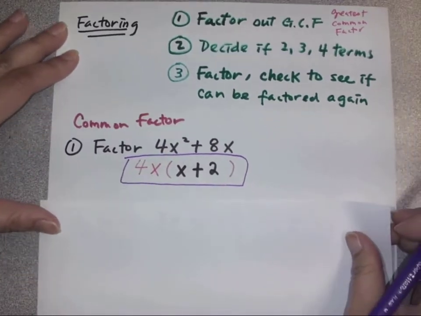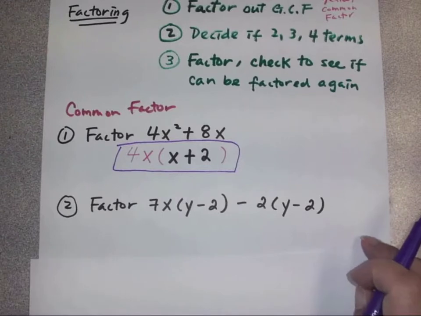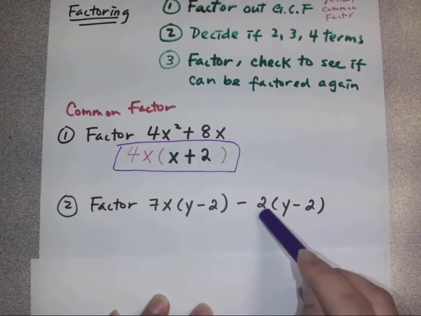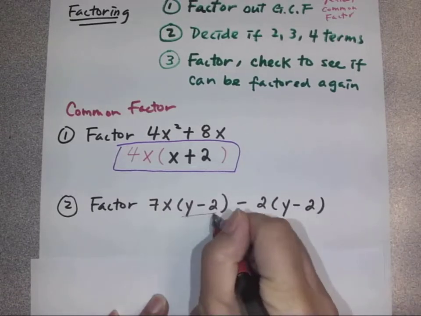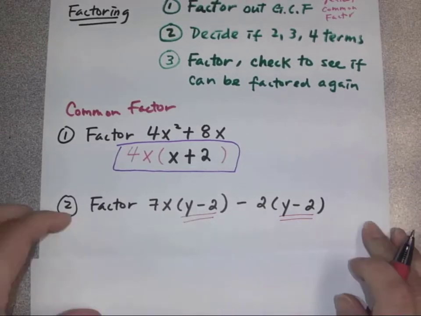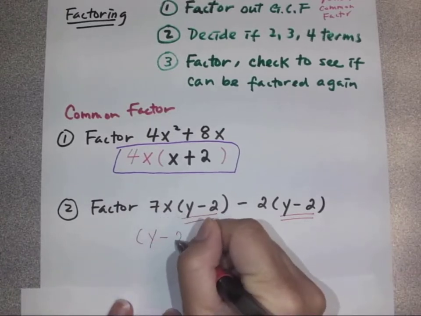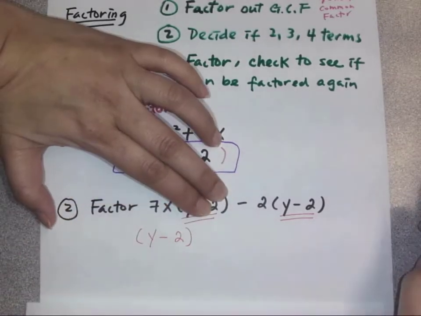Let's look at another one. So again, if you need to stop the video and write it down, please do that. So this looks a little bit longer. But basically, you still have just 2 big terms. And I hope you can see what they have in common. And it's going to be y minus 2. So we can pull out y minus 2 as my common factor.